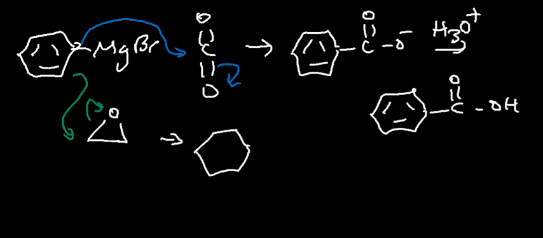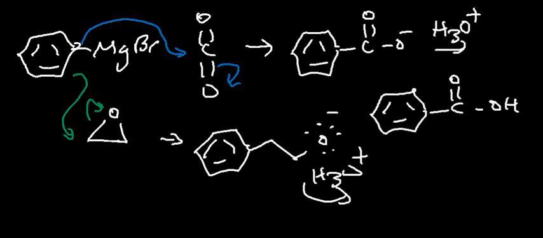This will extend the carbon structure by 2 carbons. And so this oxygen will have a negative charge. And then if we add H3O+, this will turn into a primary alcohol.